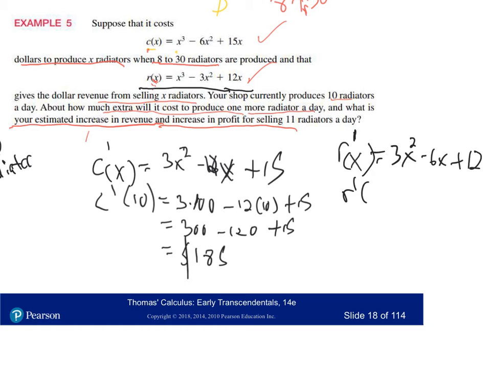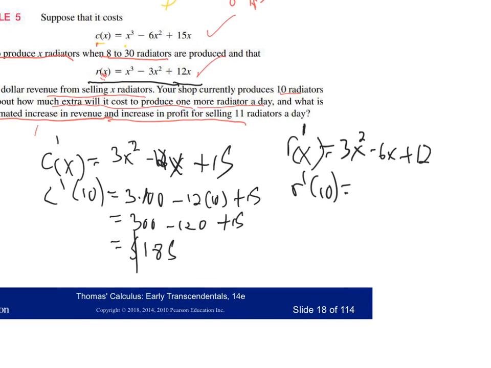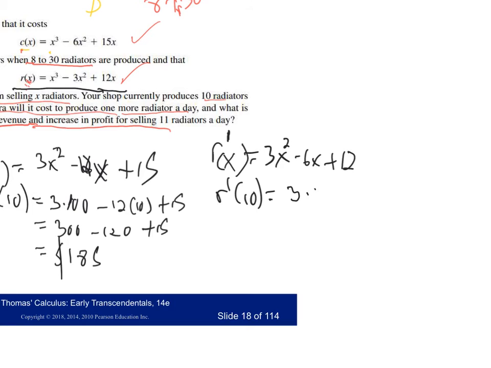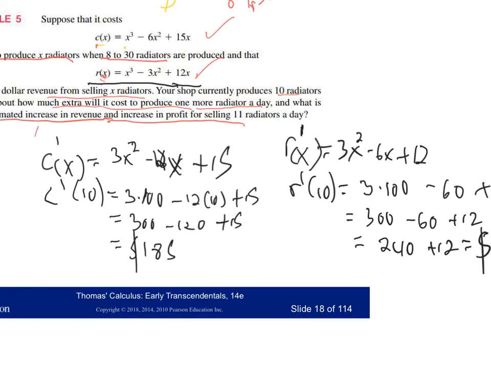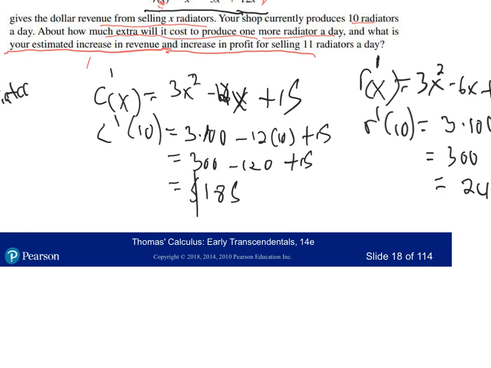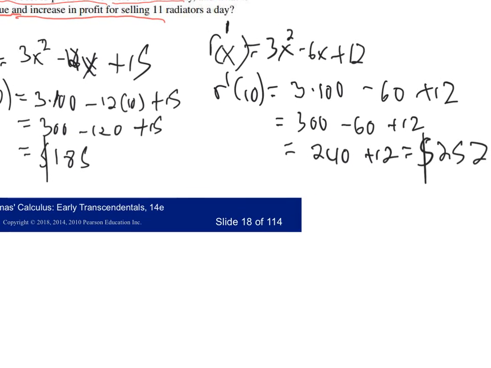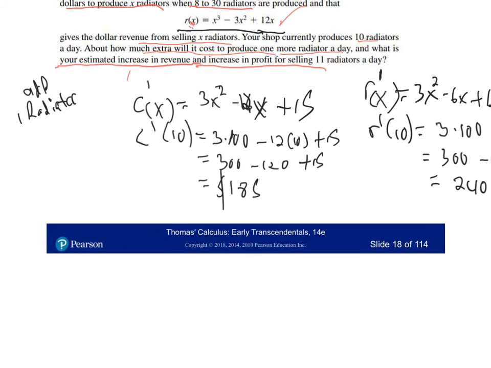But I need R prime of 10. So that is 3 times 100 minus 60 plus 12. 300 minus 60 plus 12. That's 240 plus 12. That's $252. Okay. It's costing 185, but it's good. I'm bringing in 252. This is per day of making that one extra part.